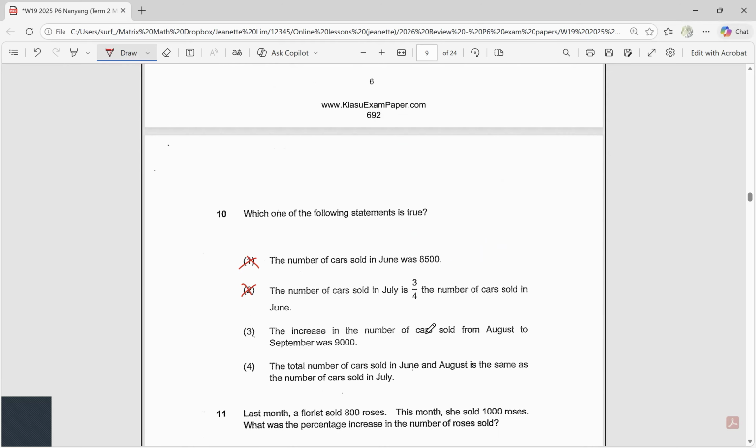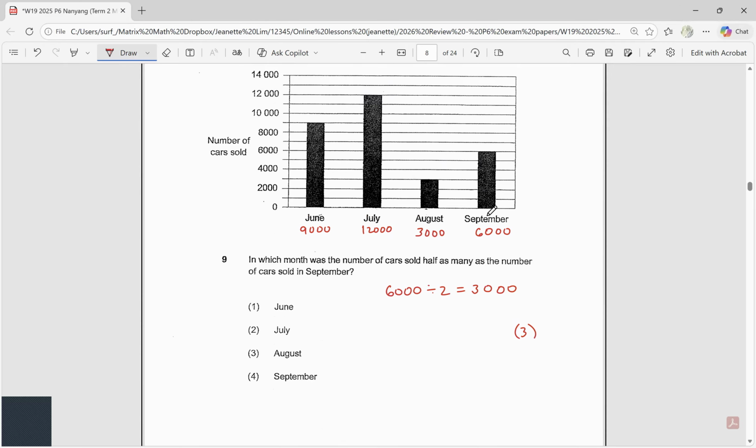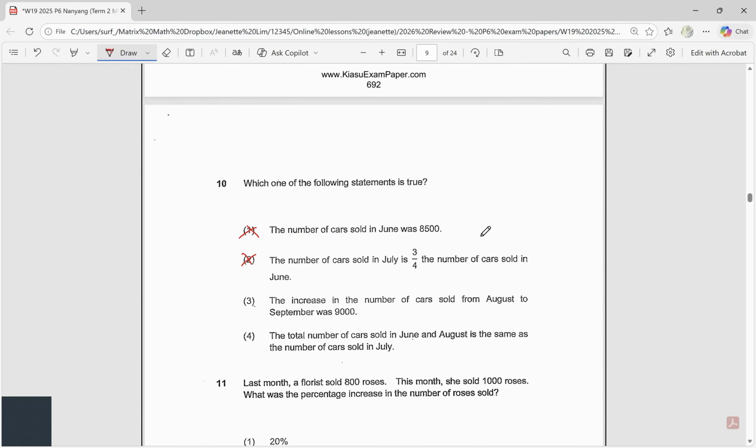The increase in the number of cars sold from August to September was 9,000. Okay, so August to September, is it 9,000? They're talking about the increase. No, the increase is actually only 3,000. So this is supposed to be 3,000, not 9,000.